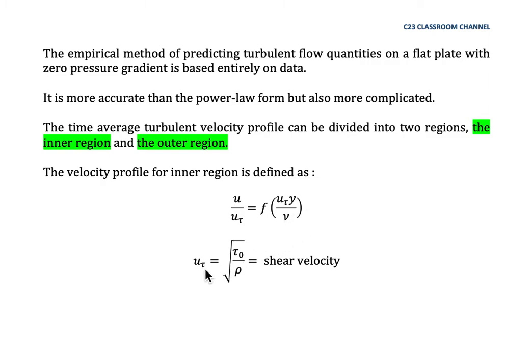So u tau here is equal to tau naught, the mean shear stress that occurs on the surface of the flat plate, divided by its density rho, to the power of 1 over 2, and we call this one the shear velocity.